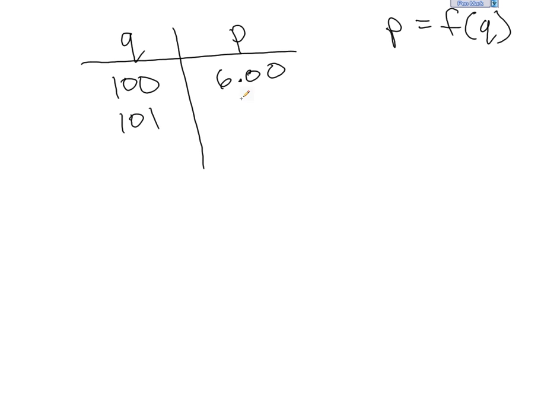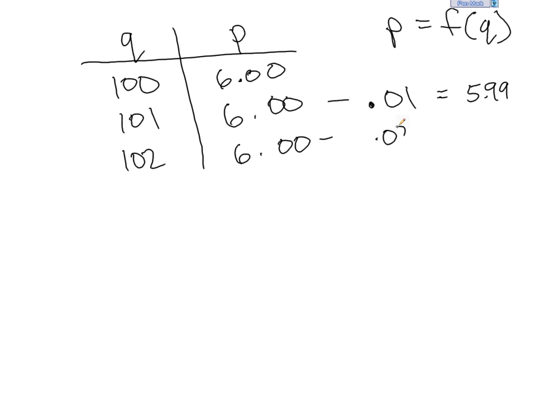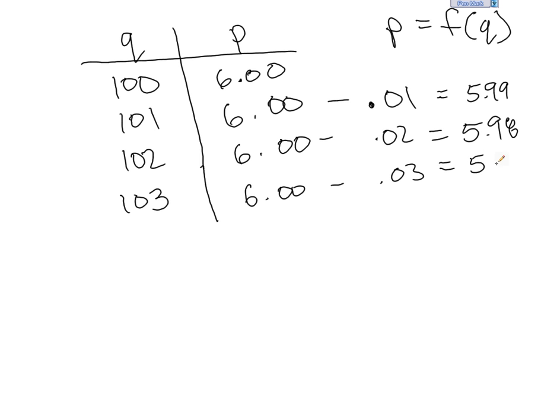If I buy 101, that means I'm going to get a 1 penny discount, which is 0.01. That's how we write 1 cent, and that's going to be $5.99. If I buy 102 shirts, it's going to be $6 minus 2 cents, so I'm only going to pay $5.98 per shirt. 103 is going to cost me $6 minus 3 cents, which equals $5.97. And so on and so forth. So we start to see the pattern.